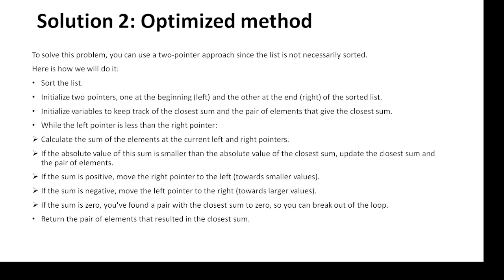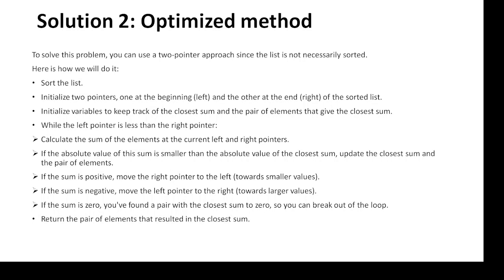So towards from my lower values towards my higher set of values. Again, if my summation is neither this or that, meaning neither positive nor negative, that means it is 0. Now if it is 0, that means what? The job is done. We have found the pair that we needed, that means the pair which is giving us the closest sum to 0.